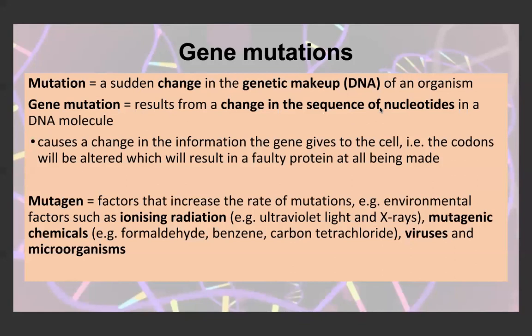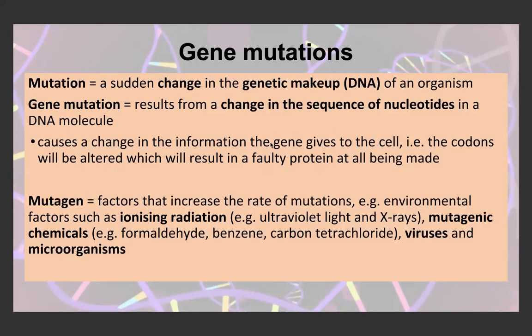So we know that in the nucleotides there are 4 bases: adenine, thymine, cytosine, and guanine in DNA. And if there is a change in the sequence of these nucleotides, so the sequence of the nitrogenous bases, then this is what we call a gene mutation. A gene mutation causes a change in the information that the genes give to the cell, i.e. the codons will be altered because there's a different sequence of nucleotides, which means that different anticodons will be coded for and therefore different amino acids will be brought.